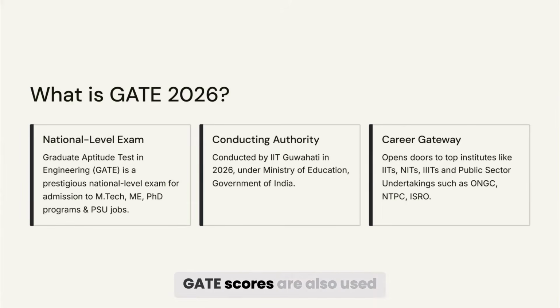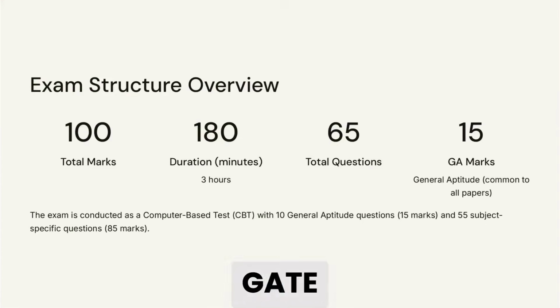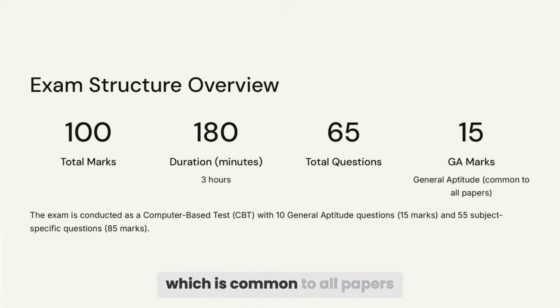Additionally, GATE scores are also used by public sector undertakings, PSUs, like ONGC, ISRO, and NTPC for recruitment. The GATE 2026 exam will consist of 100 total marks, 180 minutes duration, 65 total questions, 15 marks for general aptitude, which is common to all papers. The exam will be conducted as a computer-based test with 10 general aptitude questions and 55 subject-specific questions.